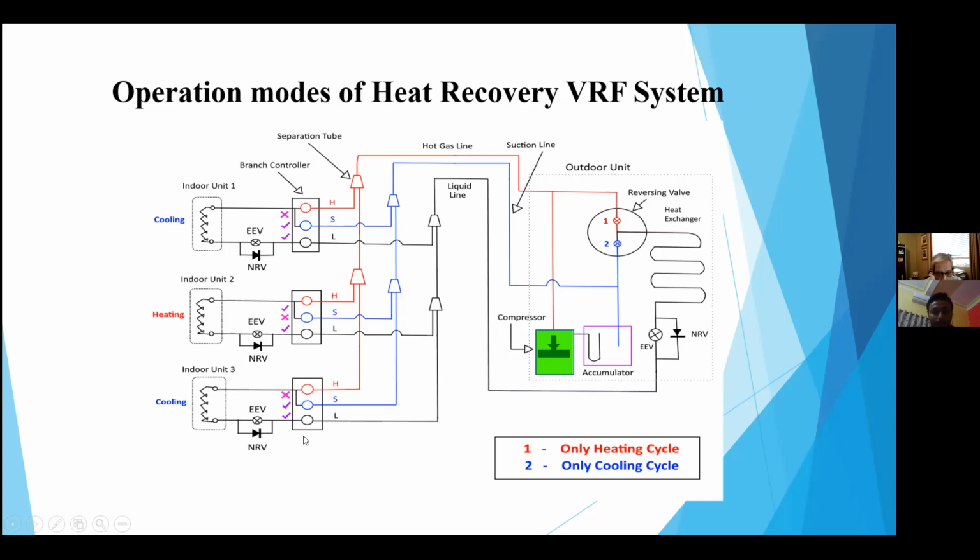Then in the liquid line, the cold refrigerant goes to the electronic expansion valve and goes to indoor unit 3, which needs to be cooled. So it gets evaporated, and this evaporated refrigerant passes to the suction line, and this suction line goes to the accumulator. So this is simultaneous heating and cooling in the same refrigerant circuit using the VRF system.